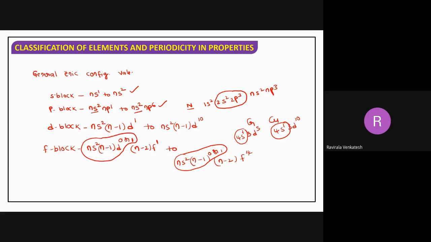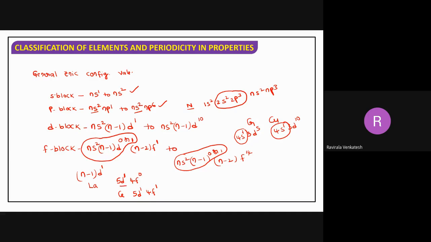Now, you are getting a doubt here. Why are you writing (n minus 1) d 0 or 1? Actually, it is (n minus 1) d1 only. This is actually for lanthanum, okay? Because F block elements are of two types: lanthanides and actinides. Lanthanum has 5d1 configuration and 4f0 configuration. Cerium, the first element of the F block, has 5d1, 4f1.